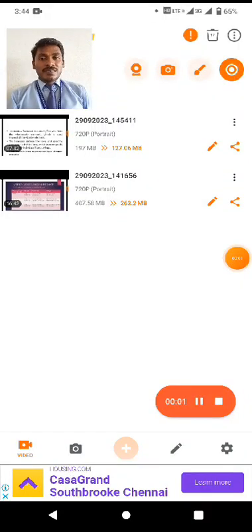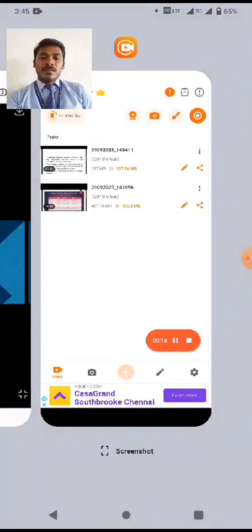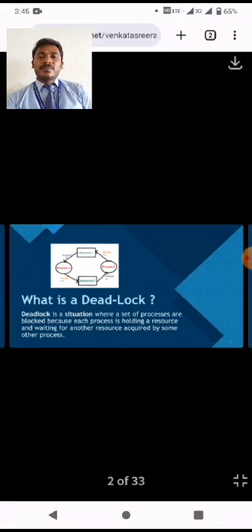Good morning, friends. Today we are going to discuss deadlock in operating systems. This is an important concept and an important technology. How does a process get released from deadlock? We can see that one by one. Let's discuss what deadlock is.